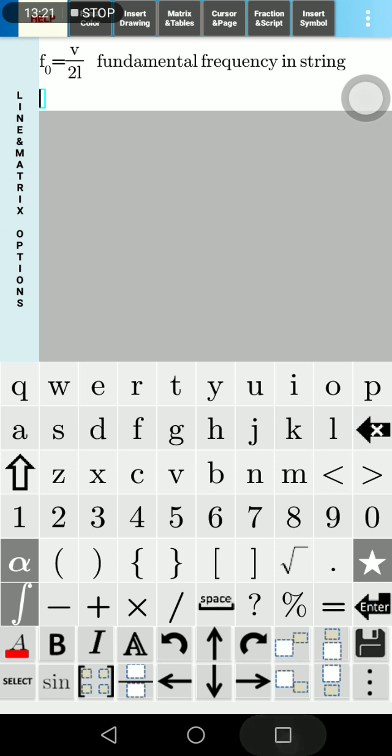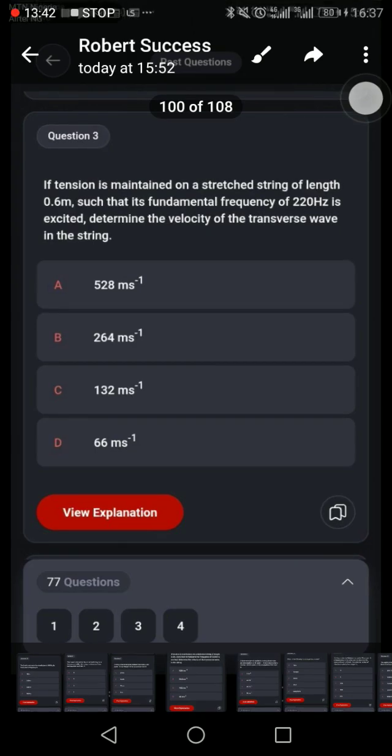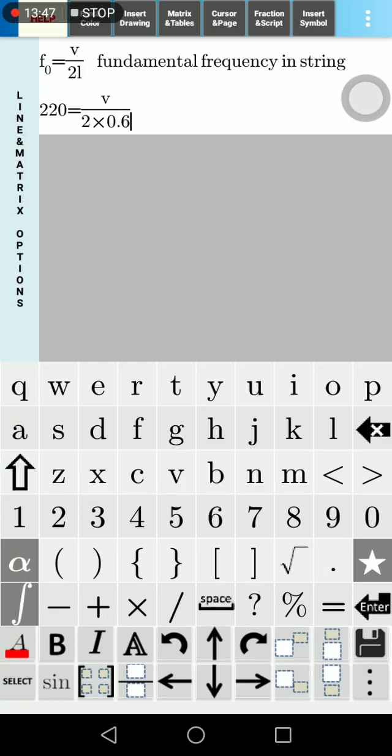So the frequency they gave us is 220 Hz. This formula is for fundamental frequency of a string. It also applies for fundamental frequency of an open pipe. So 220 Hz, the frequency, is equal to V over 2L. That's 2 times 0.6, that's the length. So our V will be, if you cross multiply, 220 times 2 times 0.6.